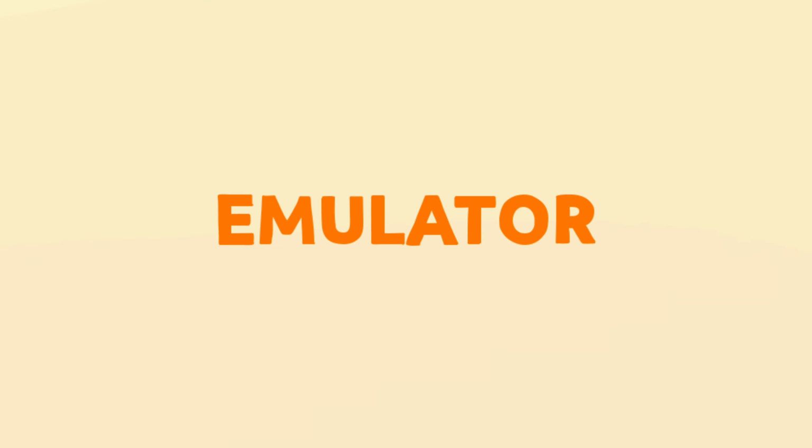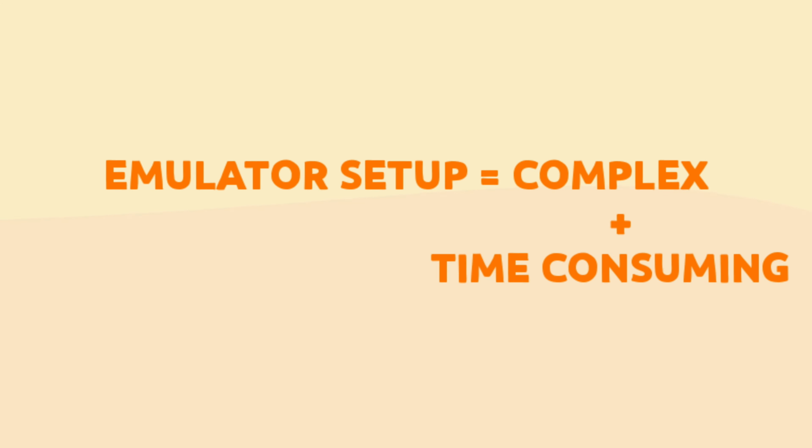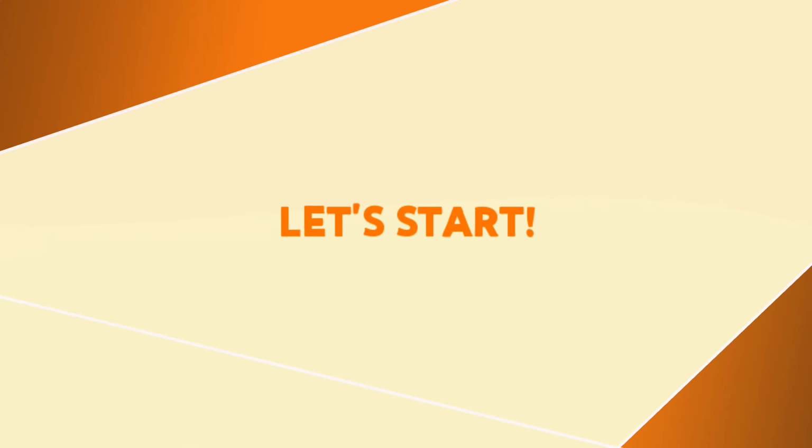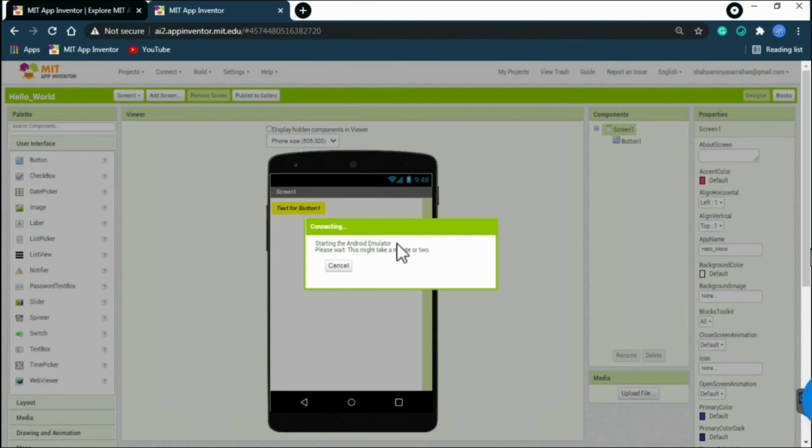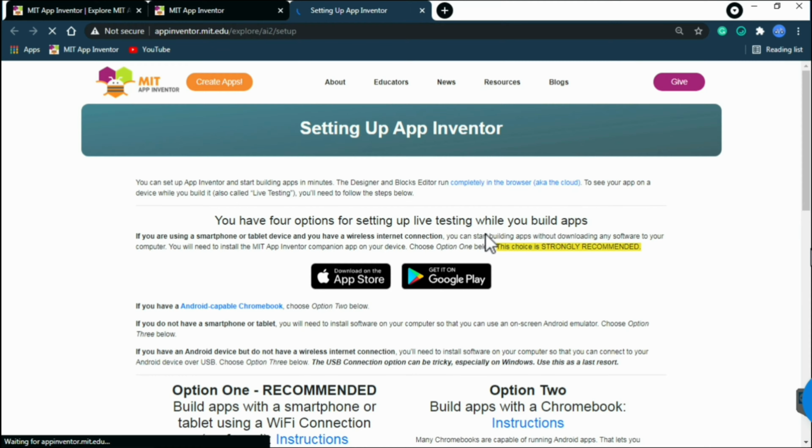Same as the AI2 Companion app, you can live test your app with the emulator, but it's a bit different. You can use it if you don't have a phone with you while making the app. The process of setting the emulator is a bit hard and time consuming. Anyways, let's start. In MIT App Inventor, click Connect, then Emulator. If this message comes, then it means no package is installed on your computer. Click on Need Help, then you will be redirected to this website.